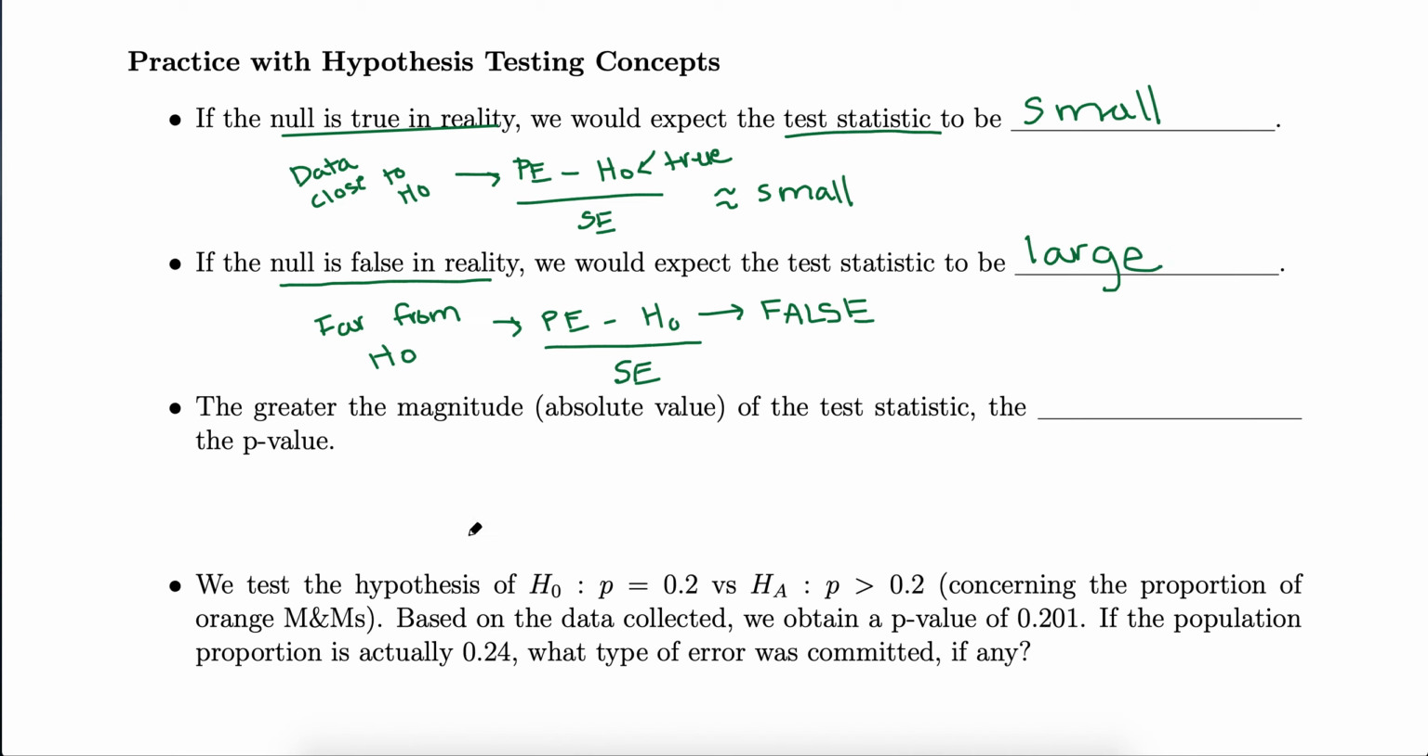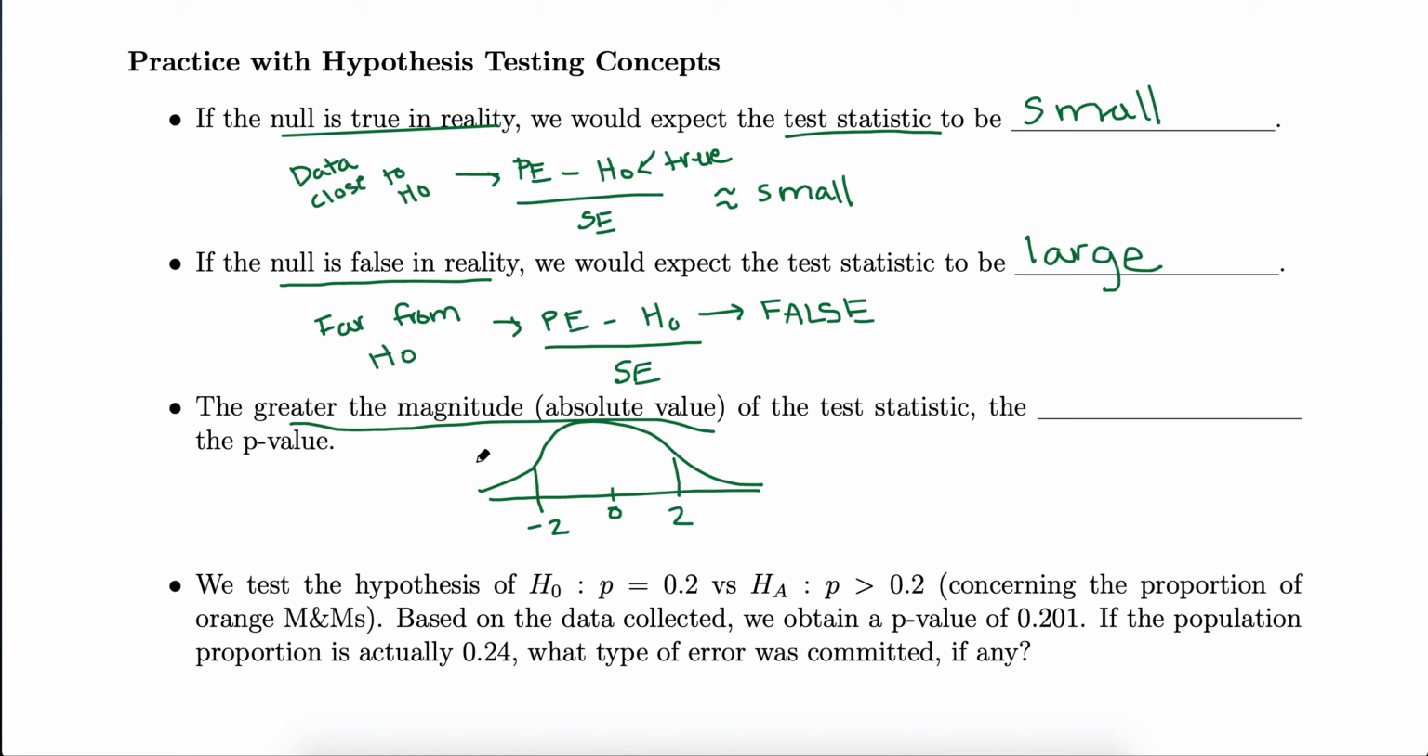Okay, one more before we pop up to the top here. This is asking about the magnitude of our test statistic, so forget if it's positive or negative, just how far from 0 it is. We want to know what happens to our p-value. So let's kind of explain this via picture. So maybe I've got a test statistic here of -2.